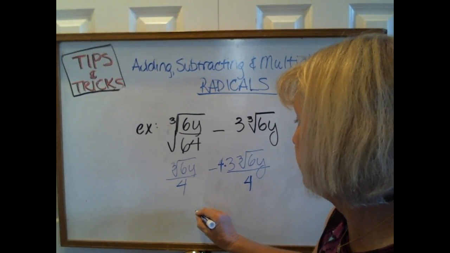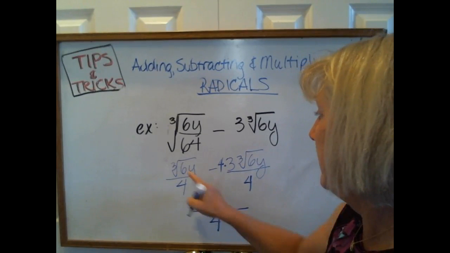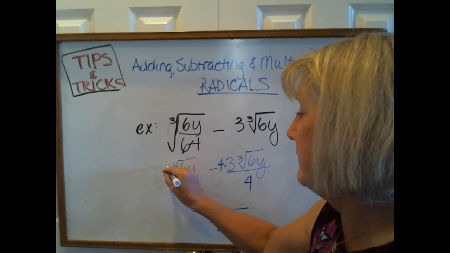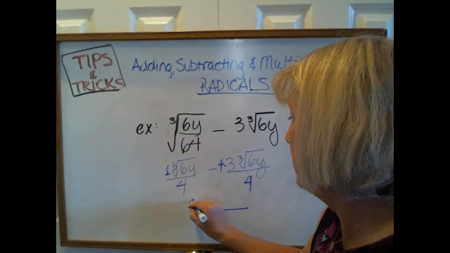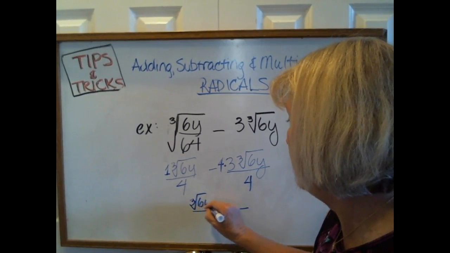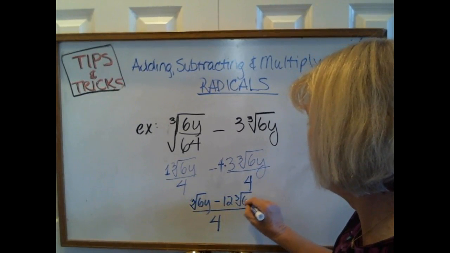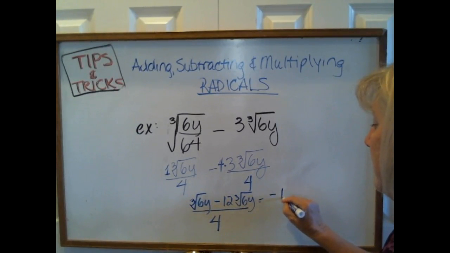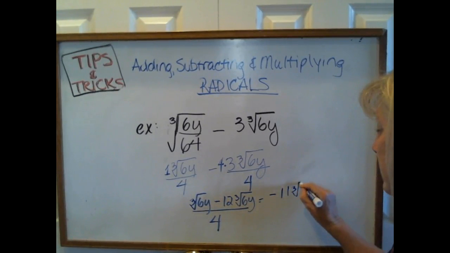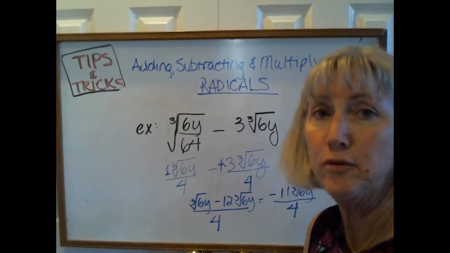So our common denominator will be 4. And there's an invisible 1 in front of here. So 1 cube root 6y minus 12 cube root 6y will equal negative 11 cube root 6y divided by 4. So that's a subtraction example.